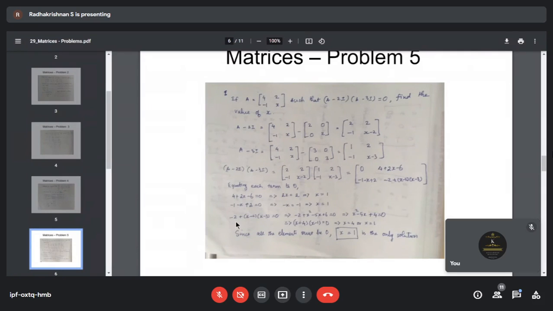The last one is minus 2 plus x minus 2 into x minus 3 equal to 0. When you do this, it comes to x minus 4 into x minus 1 equal to 0, so x equal to 4 or x equal to 1. But since the matrix is 0, everything has to be 0. So which value of x will satisfy 0 everywhere? If we put x equal to 4, only this one term becomes 0, and the others will not be 0. Only if we put x equal to 1 will everything be 0. Since it is given that the product should be a 0 matrix, everything must be 0, so x equal to 1 is the only solution.